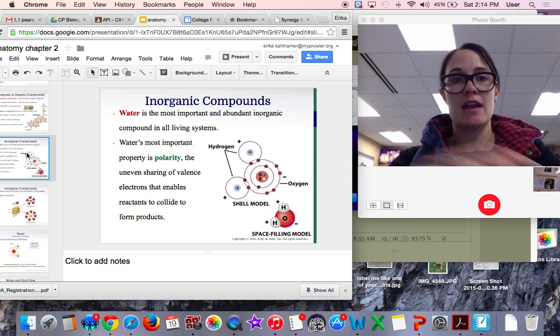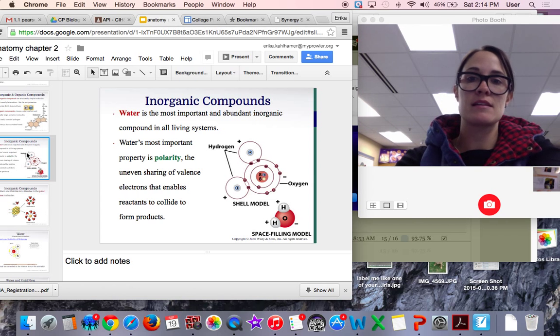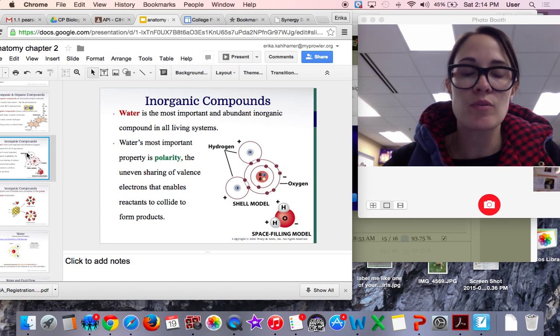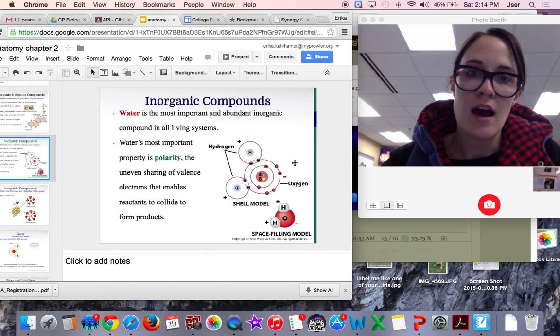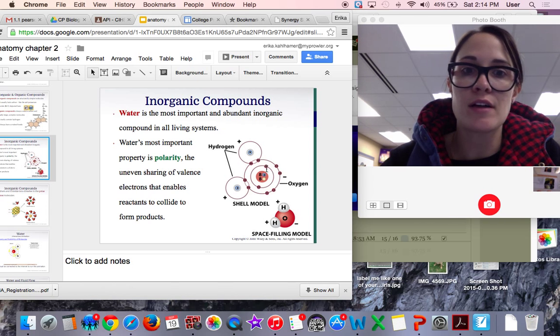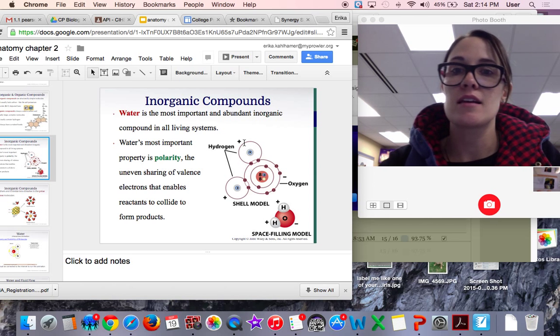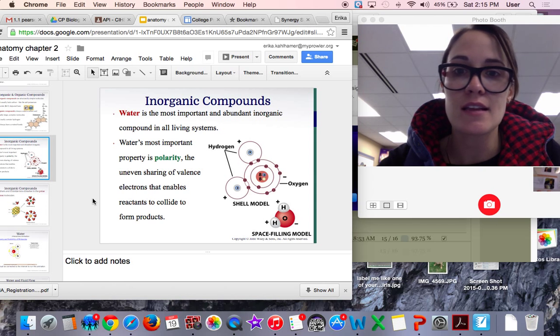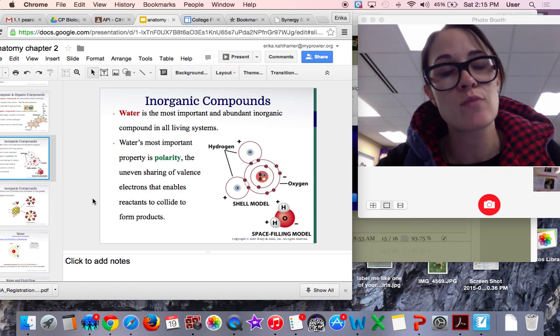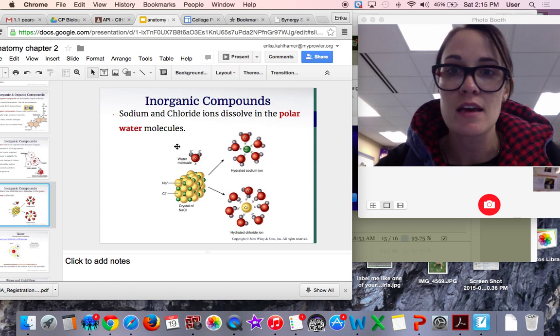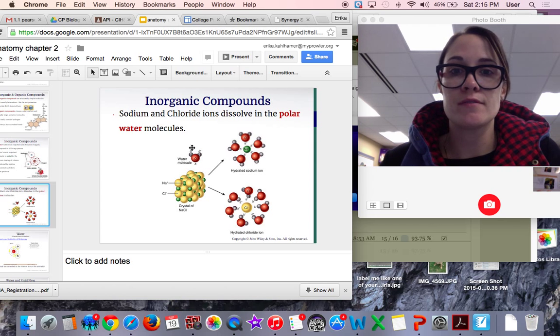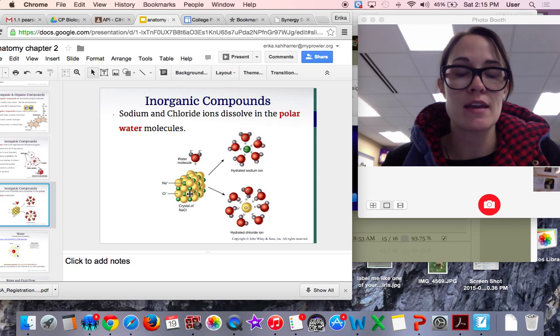Water is inorganic. It's the most important and abundant in living things, and it's most unique due to its polarity. We talked about before how there's unequal sharing of electrons, which makes oxygen slightly negative and hydrogen slightly positive. Because of this, it's allowed to collide with reactants to produce more reactions. Here we see water and salt, table salt, NaCl. And water comes in and breaks up NaCl into its ions, sodium and chloride.